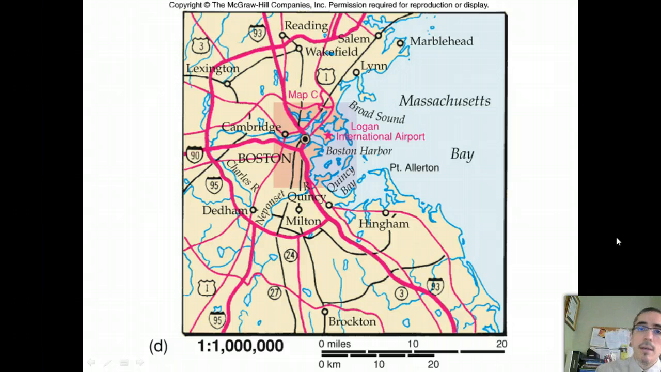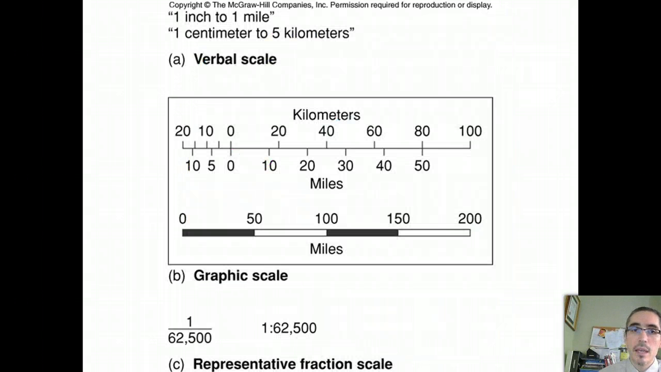And smaller scale here is referring mainly to the fact that the representative fraction, the 1 to 1 million, is a smaller fraction, right? Smaller proportion than, say, 1 to 25,000. And I'll go into that in a little bit more detail in a second.